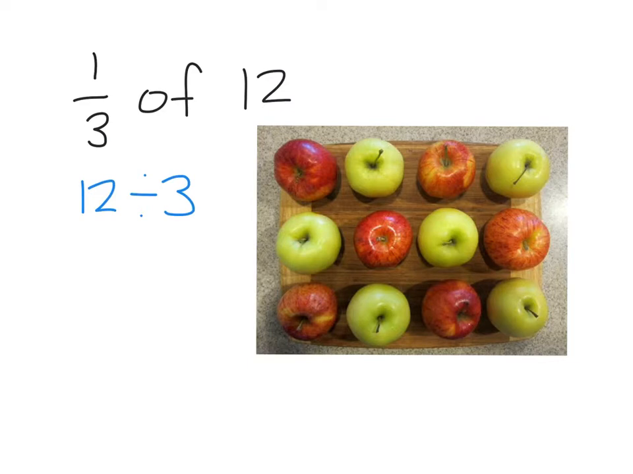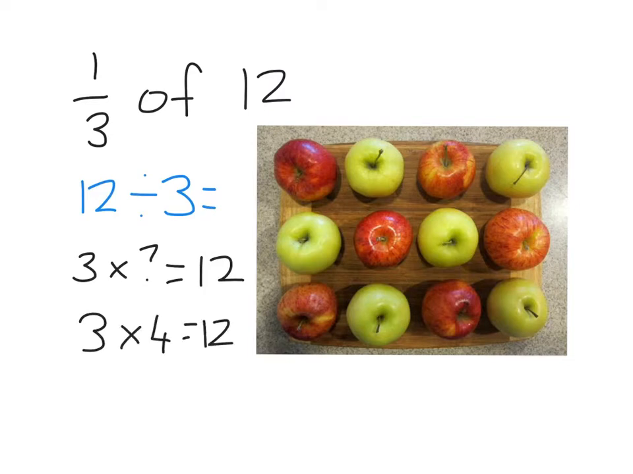Now, I can work out the answer to 12 divided by 3 if I know that. And if I know my 3 times tables, I can use that to help me. So 12 divided by 3 is the same as saying 3 times what equals 12, because division and multiplication are just opposite operations. And if I know my 3 times table, I know that 3 times 4 will equal 12.